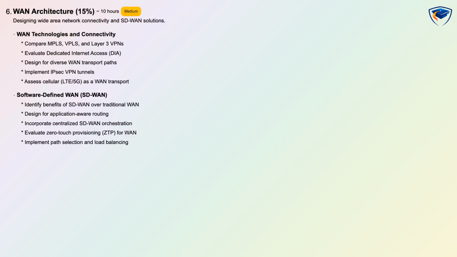You will compare WAN transport options such as MPLS, VPLS, and Layer 3 VPNs, evaluate dedicated Internet access and diverse transport paths, and design IPsec tunnels where required. The SD-WAN section explains benefits over traditional WAN, application-aware routing, centralized orchestration, zero-touch provisioning, and path selection for load balancing.